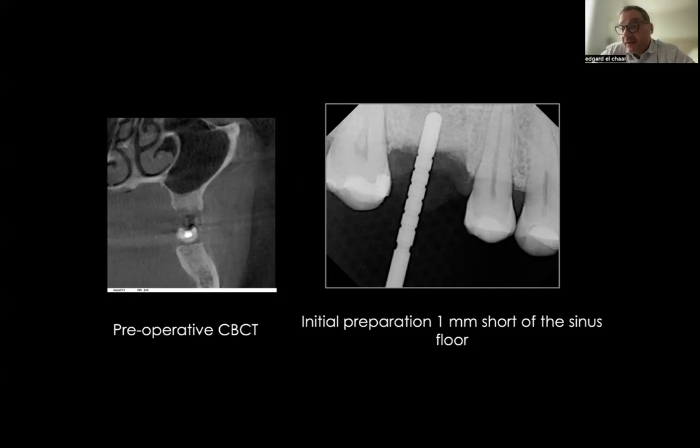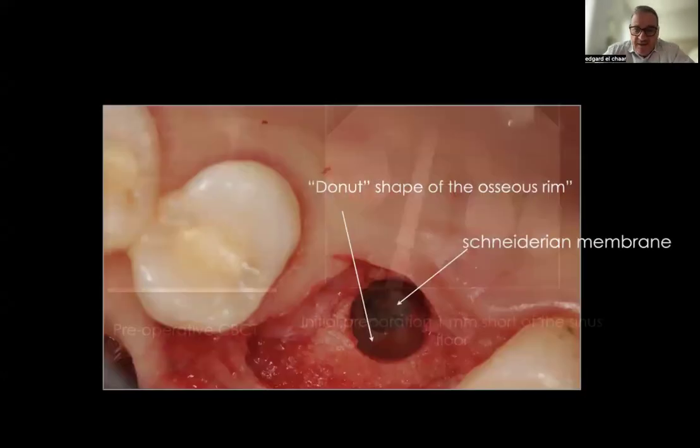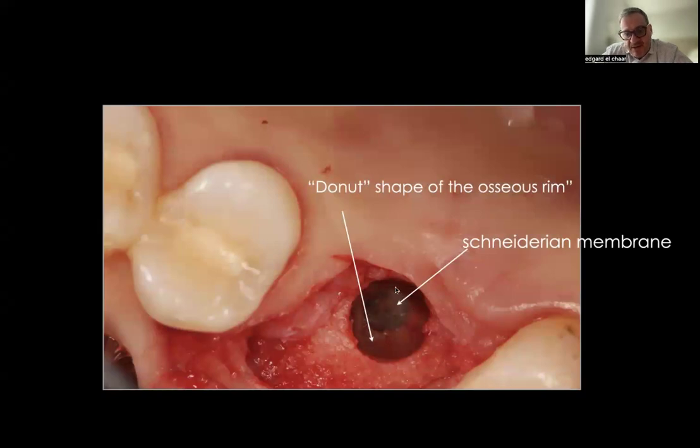You can see this is a grafted socket. Basically, that's what we've been doing all along. Here you can see the donut shape. You can see the membrane here. It looks bluish, and that is the rim. That is the donut shape.